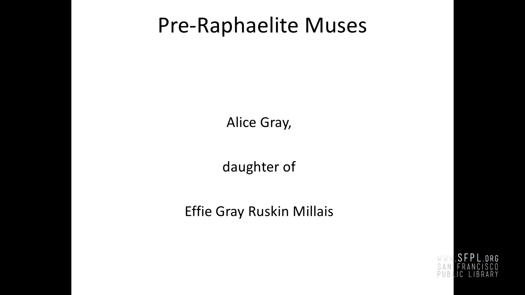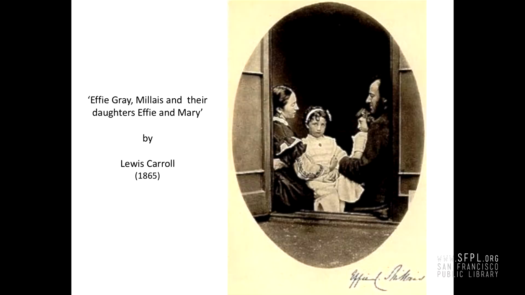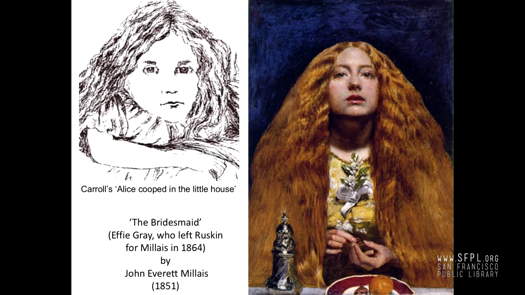Well, one of them was Alice Gray, daughter of, sister, that's a mistake, sister of Effie Gray, who married John Ruskin, who was the tutor of Alice Liddell, and who then married Millais the painter. This is Dodgson's photograph of Millais and of his family.